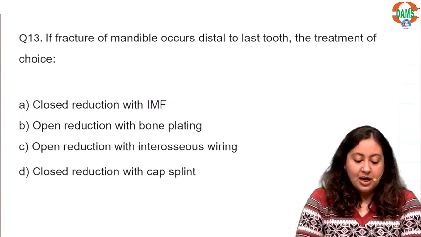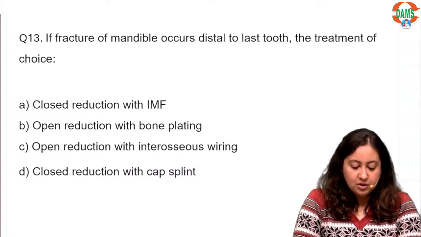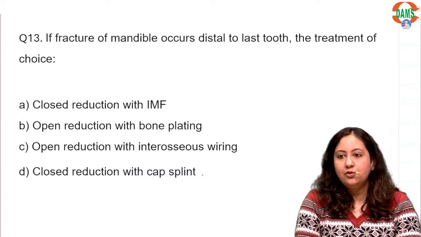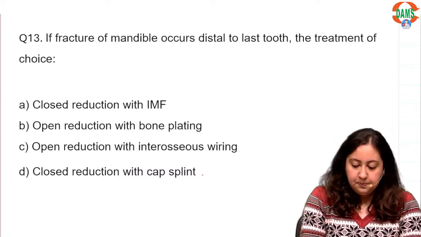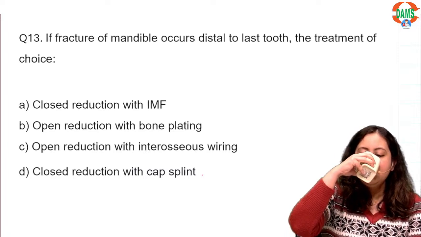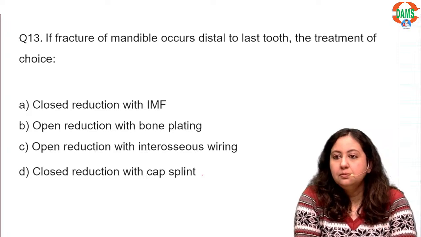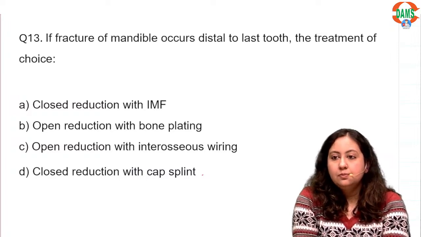Now coming to question number 13, if fracture of mandible occurs distal to last tooth, the treatment choice is closed reduction with IMF, open reduction with bone plating, open reduction with interosseous wiring, closed reduction with cap splint. I need answers now from all of you. For question 13. More answers so that we can discuss.